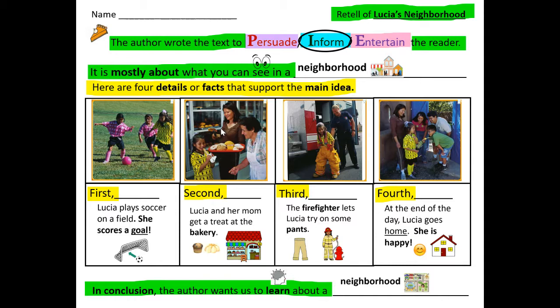Retell of Lucia's neighborhood. The author wrote the text to inform the reader, give us more information. It is mostly about what you can see in a neighborhood. Here are 4 details or facts that support the main idea. First, Lucia plays soccer on a field. She scores a goal. Second, Lucia and her mom get a treat at the bakery. Third, the firefighter lets Lucia try on some pants. And fourth, at the end of the day, Lucia goes home. She is happy. So, in conclusion, the author wants us to learn about a neighborhood.